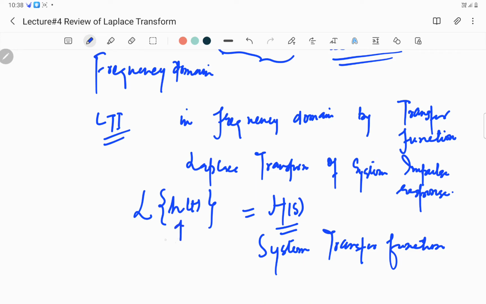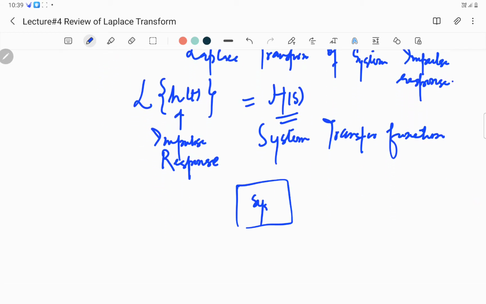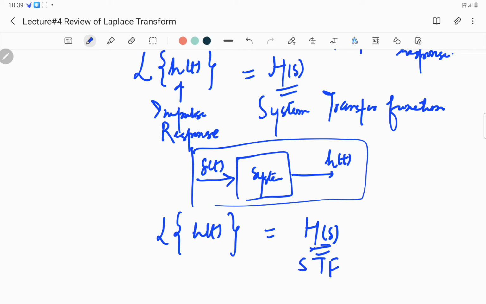Where h of t, as I said, is the impulse response. So I repeat, what is your impulse response? You have a system, you apply an impulse, whatever is the output, whatever is the response is called the system impulse response. So this is in time domain. In frequency domain, we take the Laplace transform of this system impulse response, and whatever we get is called H(s), the system transfer function.